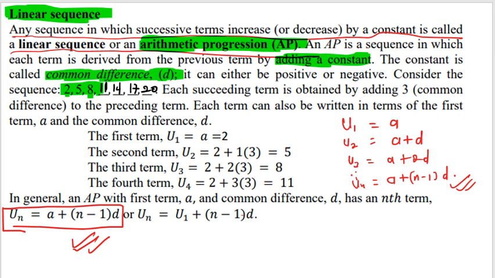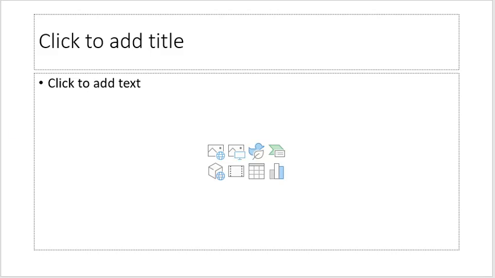Now let us derive the general term for an arithmetic progression. Let's say you have an arithmetic progression with the first term, U1, equal to A. Then what will be my second term, U2? It means that I need to add some constant to A. So let's say the constant is D. So I add A plus the constant D, that is the common difference, to get my U2.